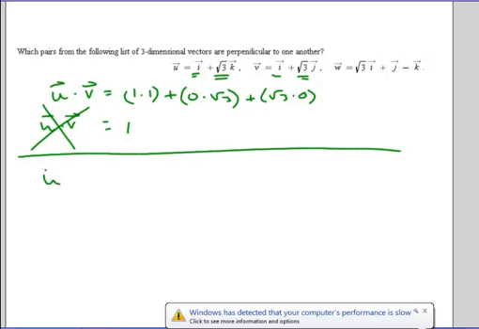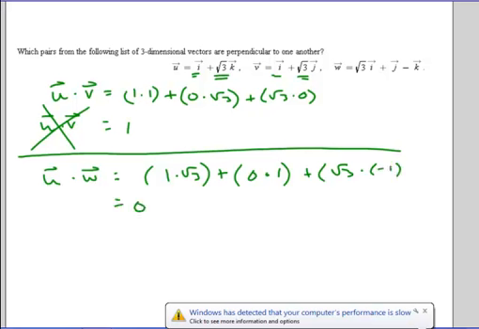What about u dot w? Looking at their components, we've got 1 times root 3 plus 0 times 1 plus root 3 times negative 1. If we add those up, this is 0. So therefore, we know that u dot w is 0. So u is perpendicular to w.